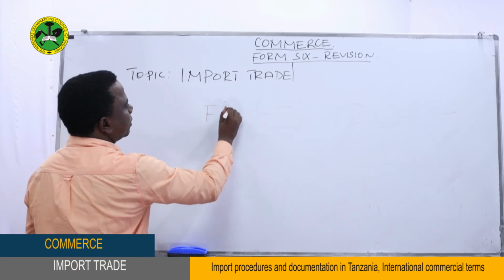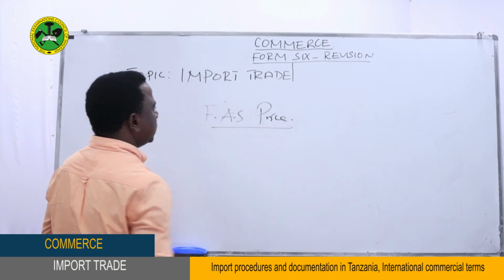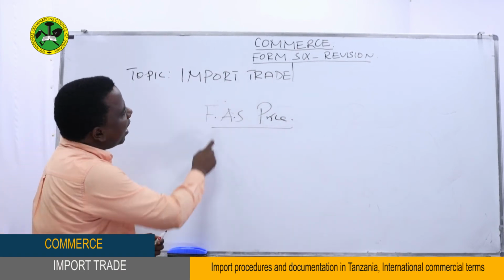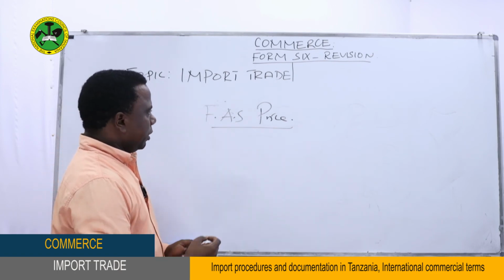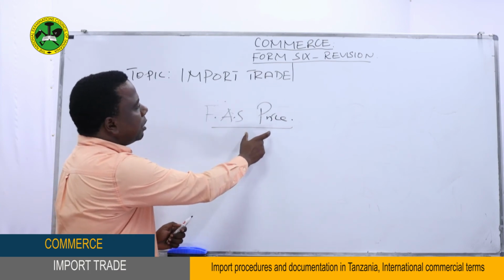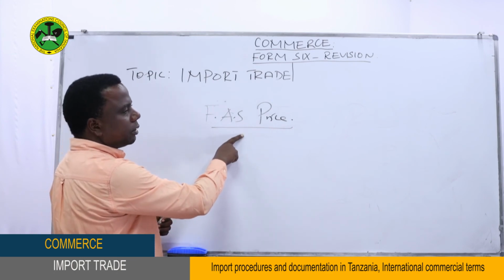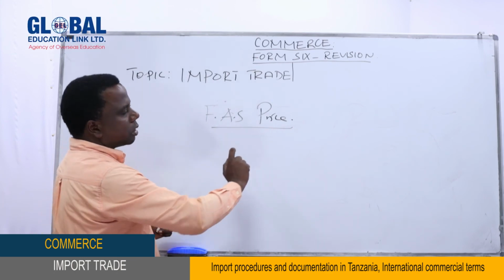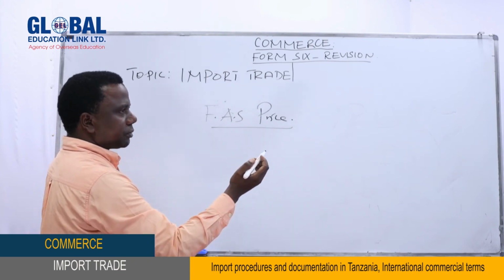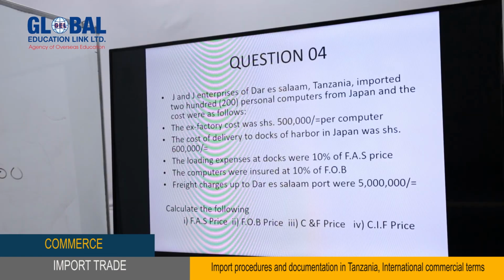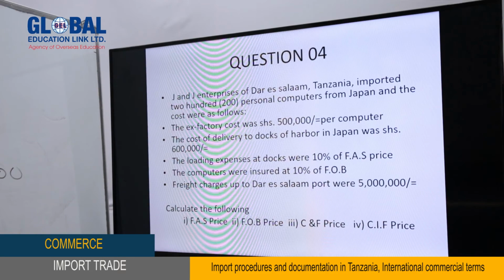Now the question needs you to find the FAS price. As I've said before, FAS means free alongside ship. It means this price will cover even transporting those goods from the factory to the dock of the harbor in Japan. So now here I have to calculate. The question says the number of computers was 200.